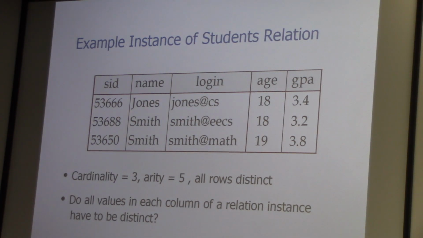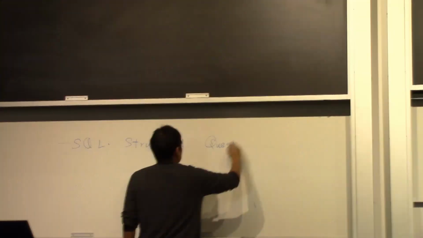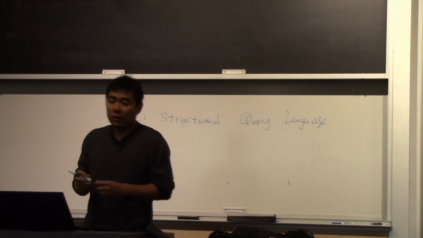So that's basically the basic requirement for a relational model. Next, I'm going to give you a quick overview of the language we're going to use to play with relational tables. This language is called SQL. SQL stands for Structured Query Language.